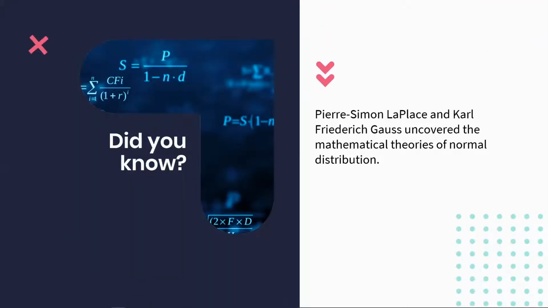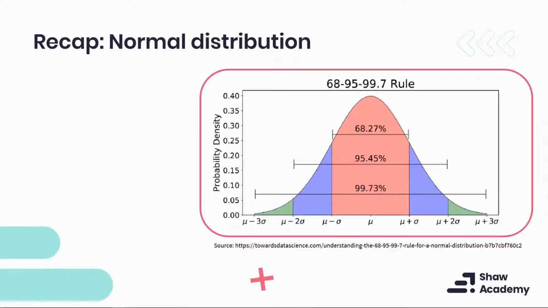The normal distribution is said to have been discovered by the French mathematician Abraham de Moivre in 1733. Then a few years later, Pierre-Simon Laplace and Carl Friedrich Gauss developed the mathematical principles for the distribution, hence why the distribution is also referred to as the Gaussian distribution. We also discussed that the normal distribution can be fully described through the mean and standard deviation. The mean is symbolized by the Greek symbol mu, and the standard deviation by the Greek symbol sigma.